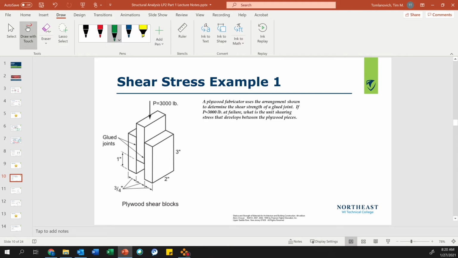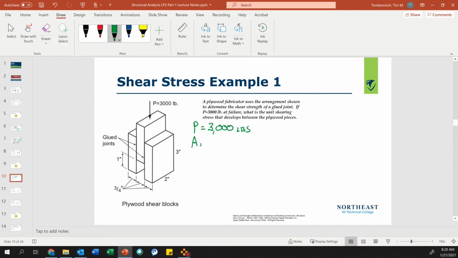A plywood fabricator uses an arrangement shown to determine the shear strength of a glued joint. If P equals 3,000 at failure, what is the unit shearing stress that develops between the plywood pieces? Okay, so we have P equals, that's my load, 3,000 pounds.